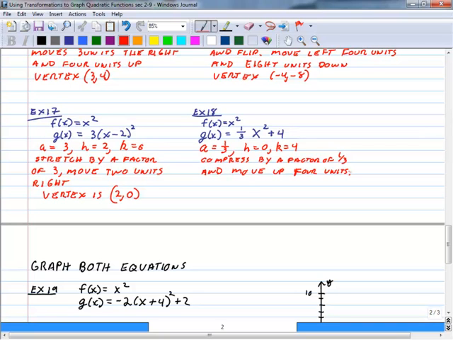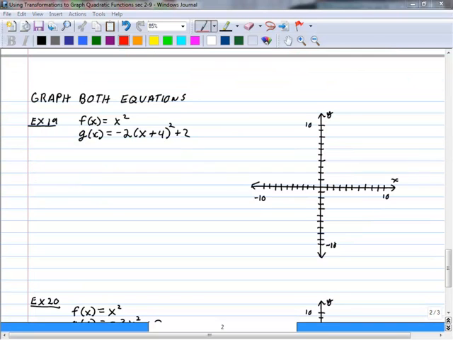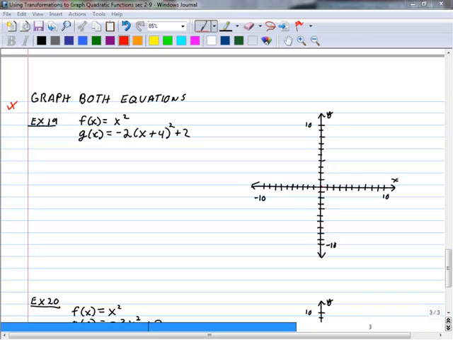Now I'd like to look at some graphing examples. So what I'd like to do here is graph f of x and g of x. And what I like to do sometimes here is actually create a table to help gain some perspective on what's going on here. And when I'm doing parabolas, my default points that I like to plug in are -2, -1, 0, 1, and 2.